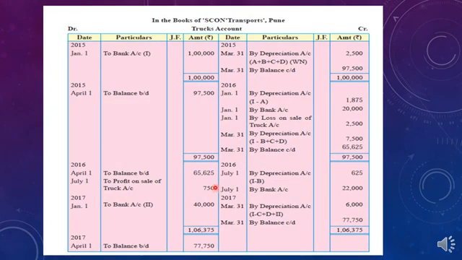So now again we will close the truck account. The debit side is higher, and it will be written on both sides. This total will be reduced from the 1,06,375. You will get your closing balance 77,750.